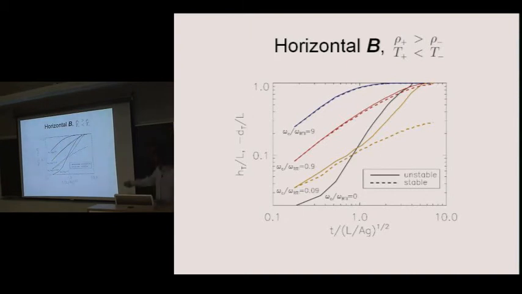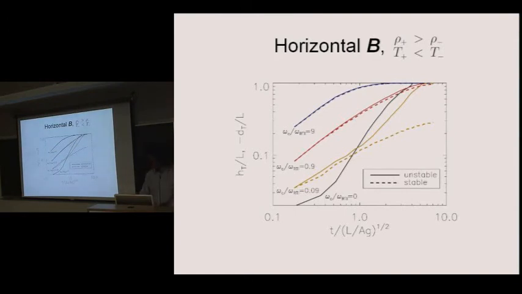This is kind of a generic picture. Conductivity always wins at early times because the height due to conductivity goes as root t, whereas the height from Rayleigh-Taylor is supposed to go as t squared. So at early times, root t is going to be greater than t squared. Initially, you're dominated by diffusion. At late times, it's Rayleigh-Taylor.